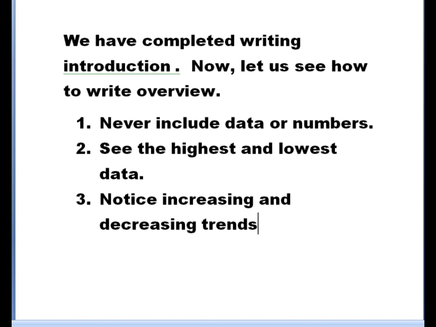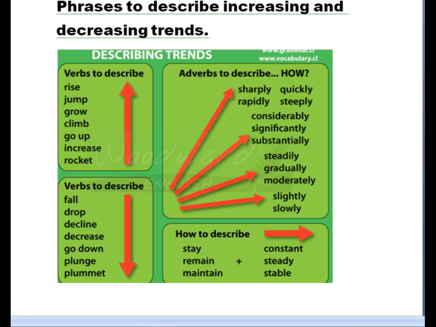Now let us see how to write the overview. Never include data or numbers. See the highest and lowest data. Notice increasing and decreasing trends. Here are different phrases which will help you to describe increasing and decreasing trends. Here are different verbs to describe increase and decrease, as well as adverbs to describe how, as well as words which describe stable. Please have a look and read it on your own.